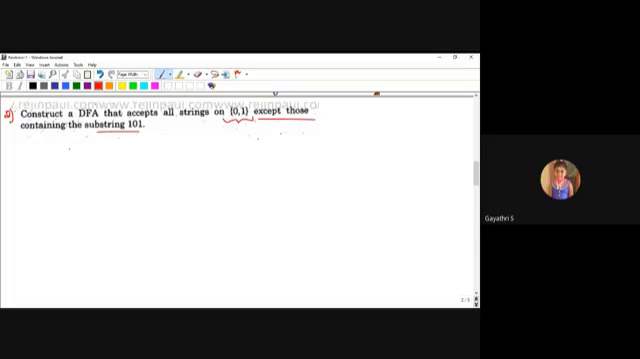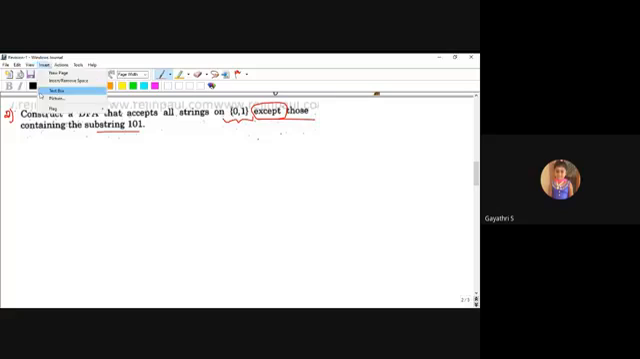Except, the main thing, except those containing the substring 101. So your DFA definitely can't accept that substring. If any string has the substring 101, it will definitely not go into the final state. This is the concept.